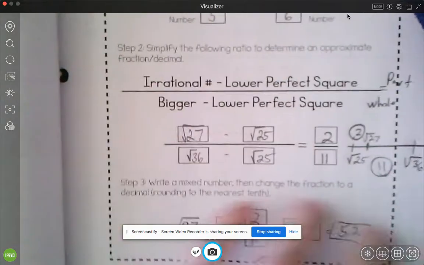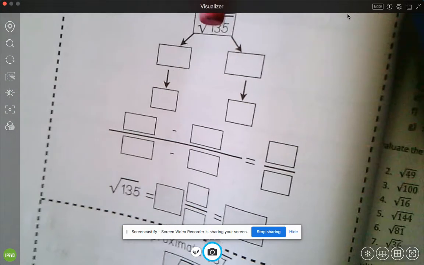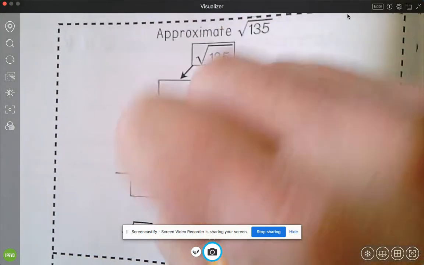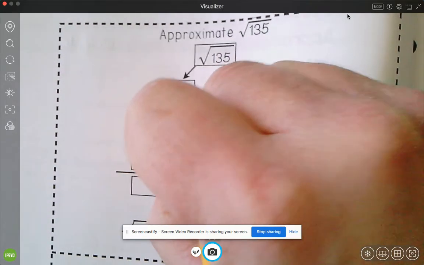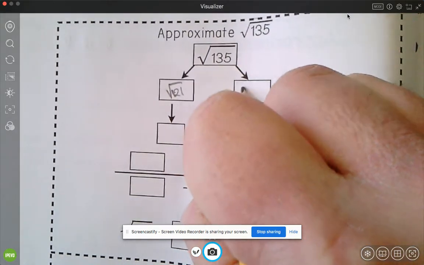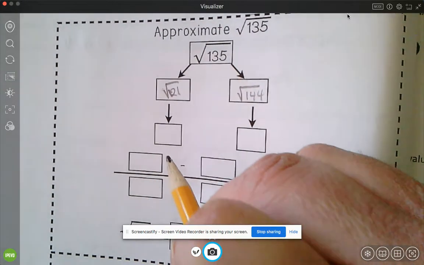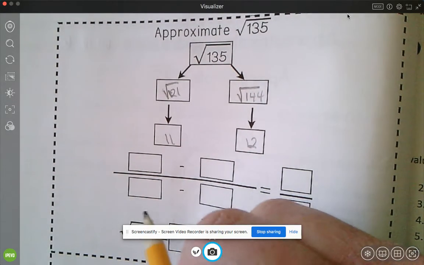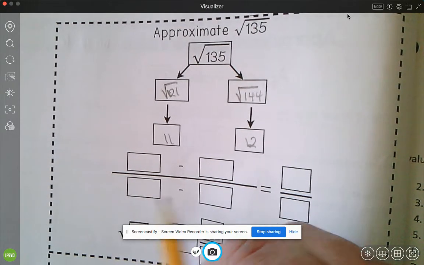If you turn the page to page 10, let me set this part up for you, and then we can pause the video here. So, square root of 135. What's the lower perfect square? That's definitely 121. The higher perfect square is 144. So what two numbers is it between? 11 and 12. So now at the bottom, can someone tell me what we're going to subtract for the denominator? The whole distance is what?